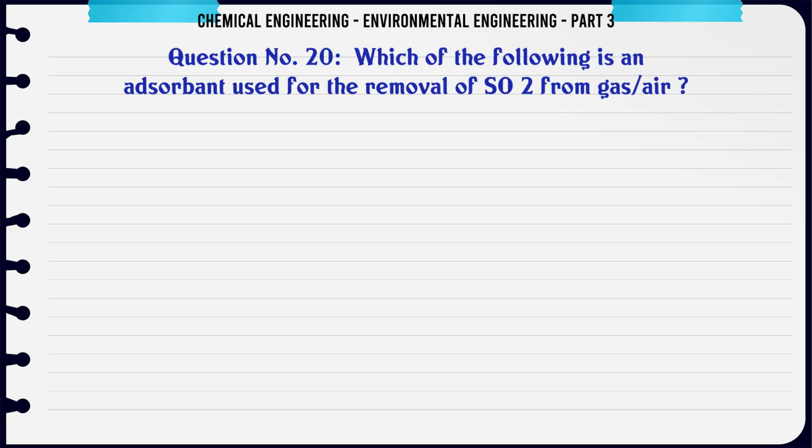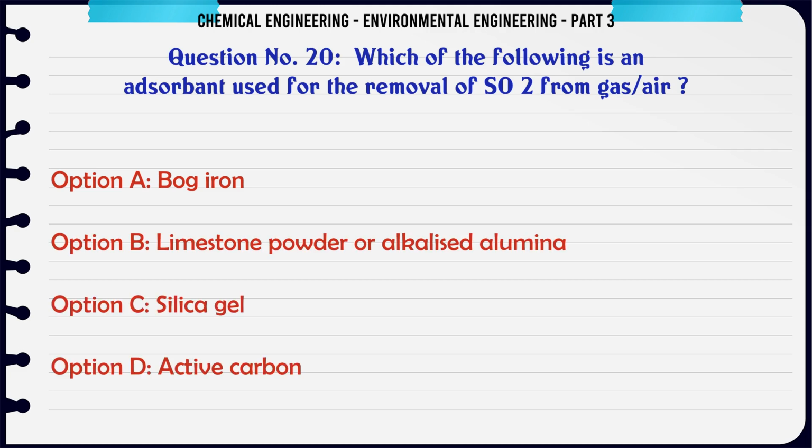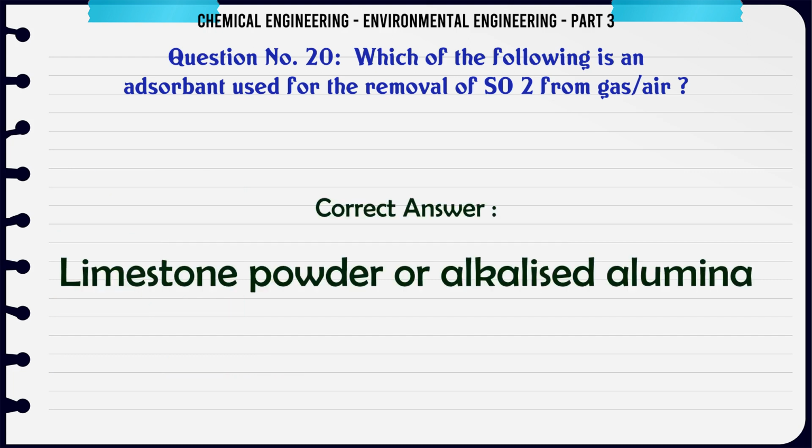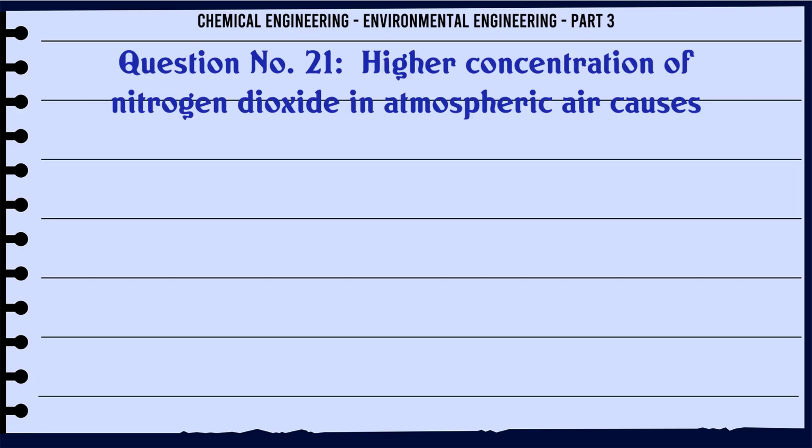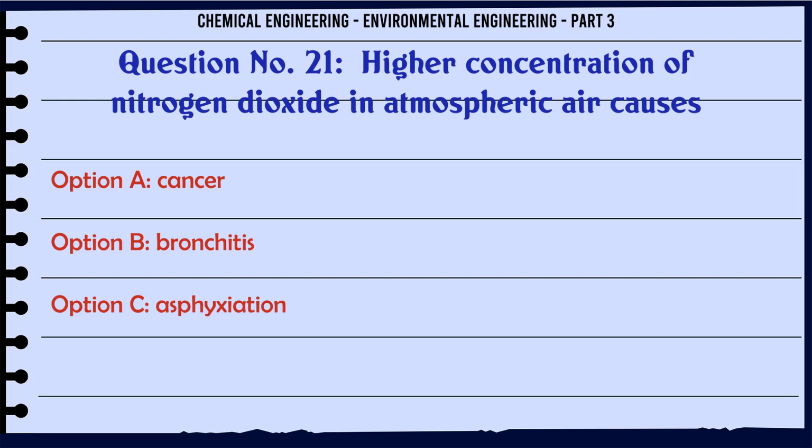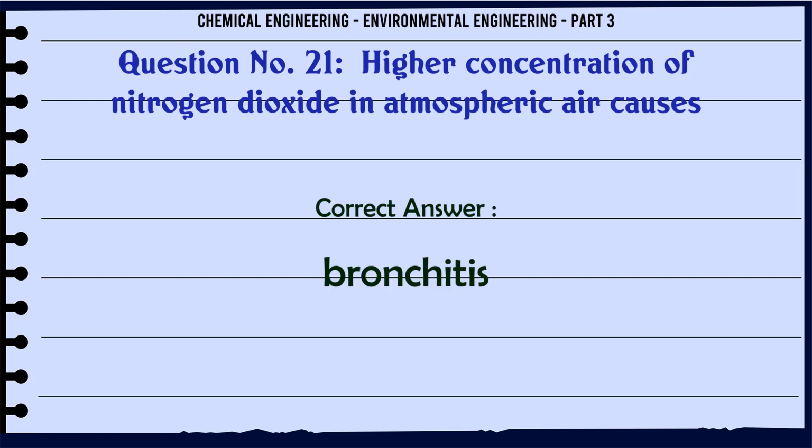Which of the following is an adsorbent used for the removal of SO2 from gas or air? A. Bog iron. B. Limestone powder or alkalized alumina. C. Silica gel. D. Active carbon. The correct answer is limestone powder or alkalized alumina. Higher concentration of nitrogen dioxide in atmospheric air causes A. Cancer. B. Bronchitis. C. Asphyxiation. D. Corrosion. The correct answer is bronchitis.